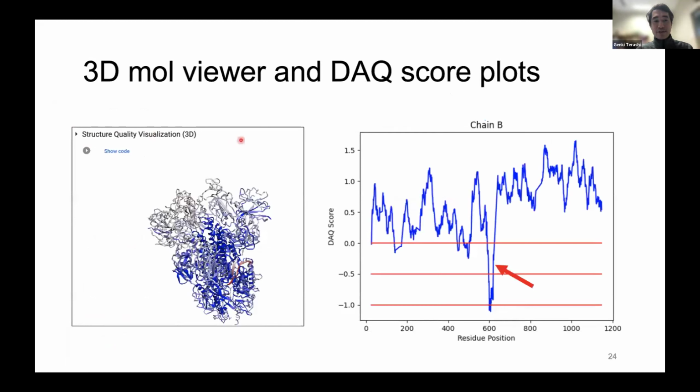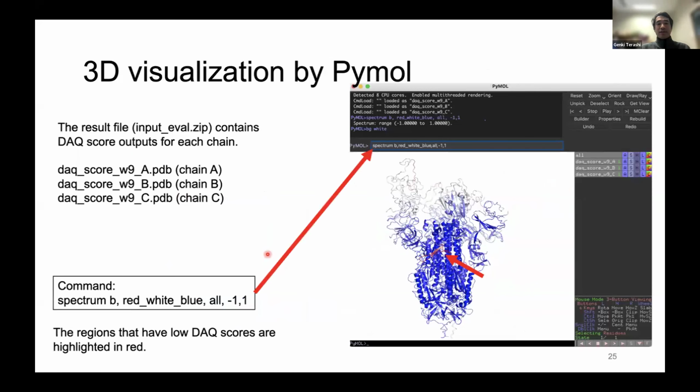So the notebook can visualize a 3D structure in the browser. Also, you can check the individual chains, which positions have a low DAQ score and which positions have high DAQ scores. So 3D structures are colored by DAQ score. So high DAQ score corresponds to the blue region. Then low DAQ score is colored red.